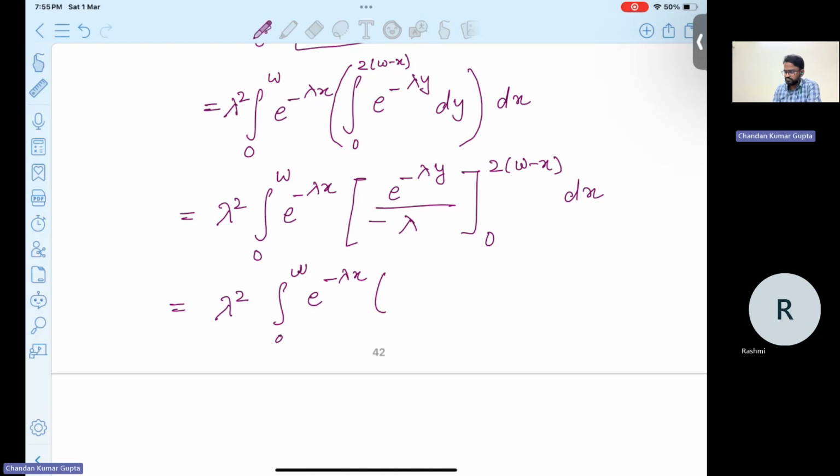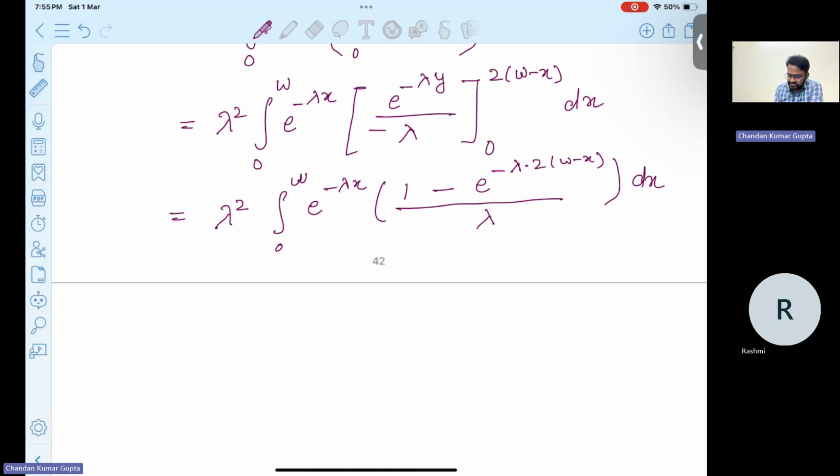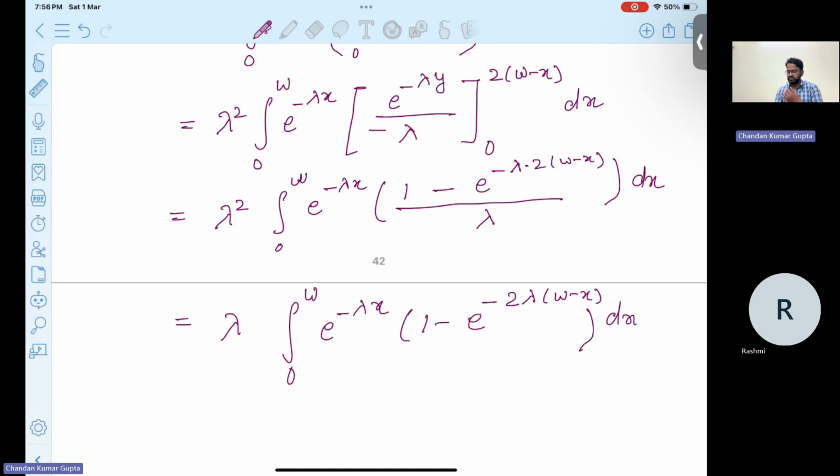like 1 minus e to the power minus lambda into twice of w minus x, whole divided by lambda dx. We're just putting the values actually. Now lambda is taken outside from the integral. So lambda square divided by lambda comes out to be lambda, 0 to w, e to the power minus lambda x, and it is nothing but 1 minus e to the power minus 2 lambda, sorry, w minus x dx. Okay.